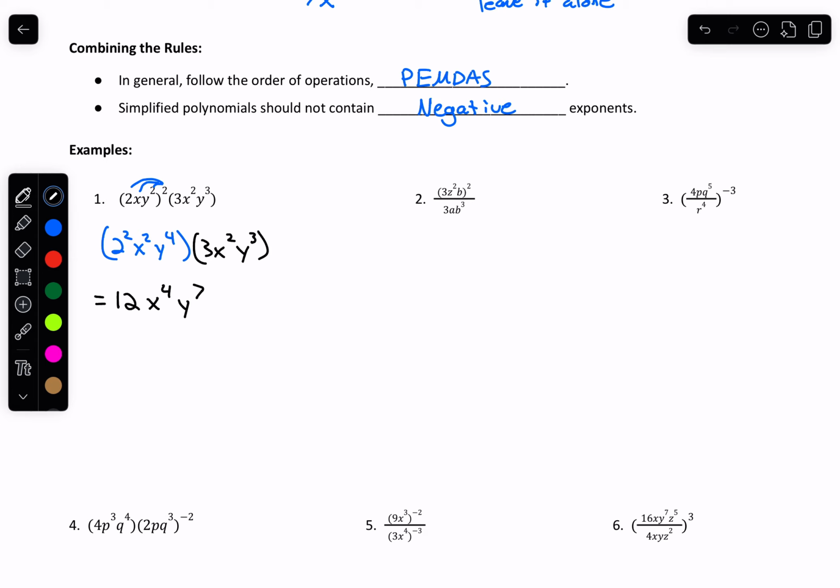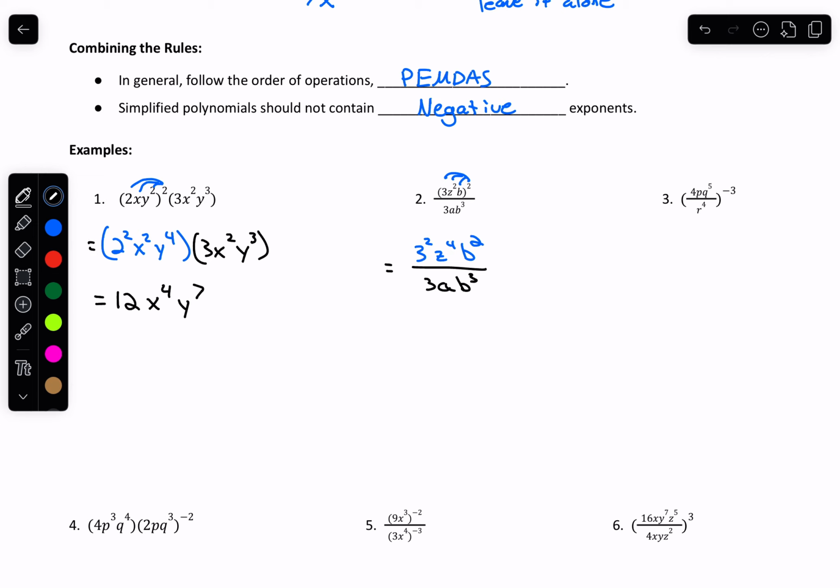All right, number 2. We have 3z squared times b to the power 2 divided by 3ab cubed. So similar start to this one. We're going to handle the exponent on the outside of the numerator by distributing it to all three things inside. So when I do that on top, I'm going to have 3 squared, z to the power 4, and b to the power 2. And in my denominator, I didn't do anything, just 3ab cubed.